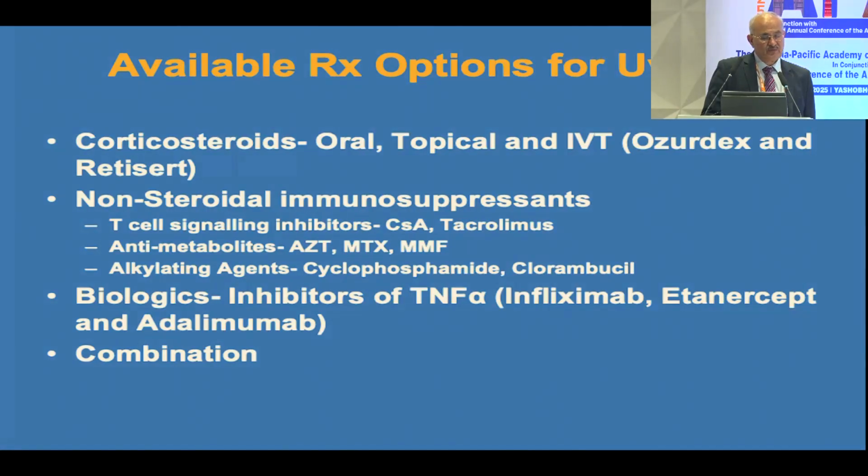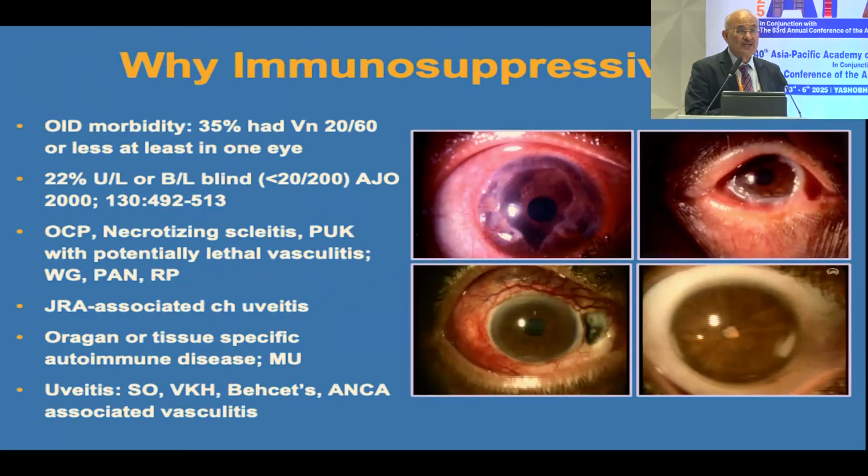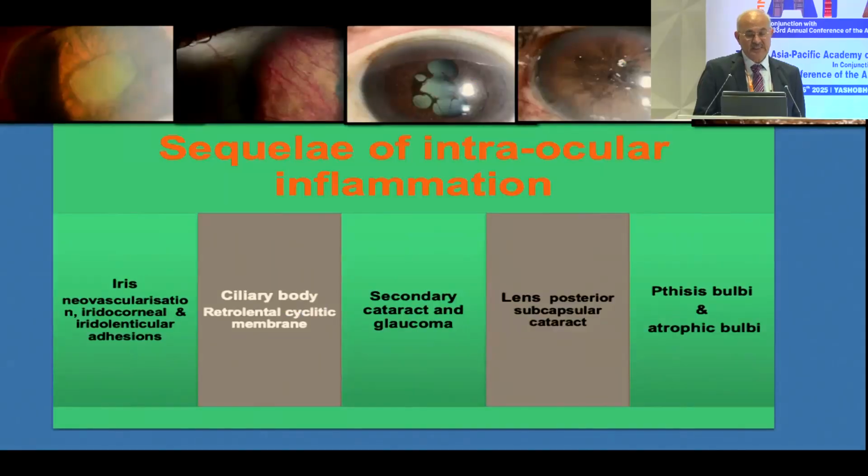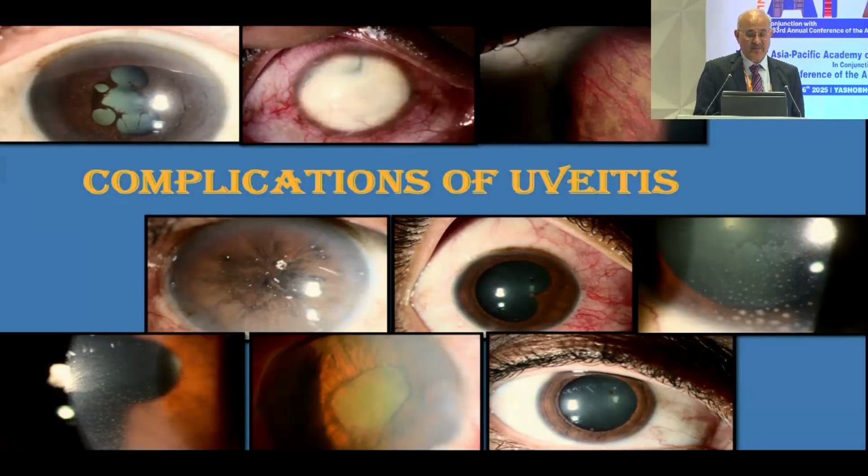Regarding available treatment options, various speakers talked about it, but primarily systemic steroids, immunomodulators and biologics are the key. And why is this the key? Because despite all these kinds of treatment, we have a serious inflammation which can affect the outcome and cause morbidity. And these are some of the complications and sequelae of ocular inflammation.